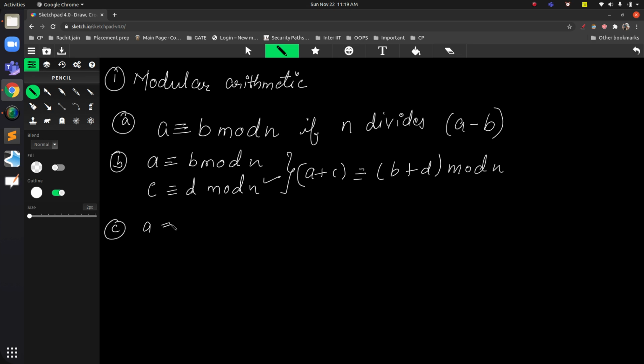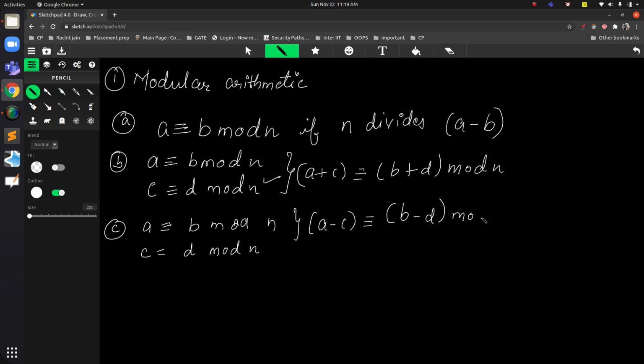Similarly goes with subtraction as well. If A is B mod n and C is D mod n, then A minus C is equal to B minus D mod n.